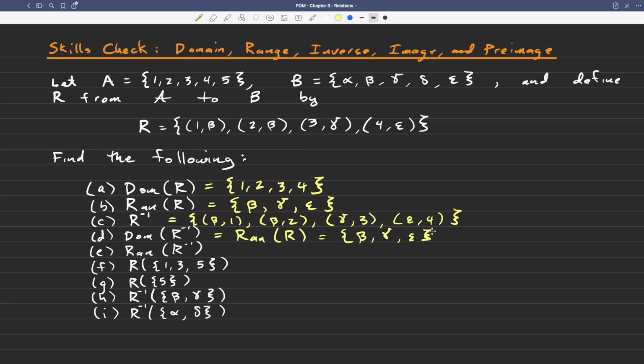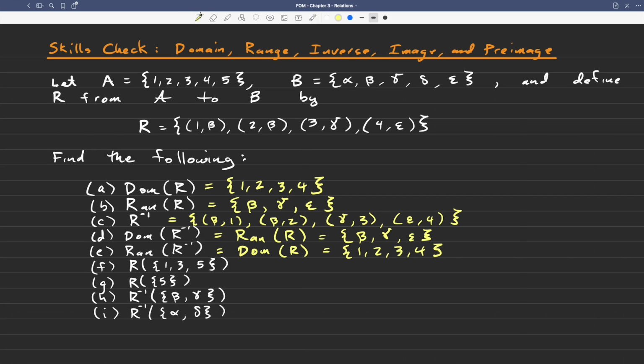Notice, however, I would have gotten that if I would have just listed off the first components that appeared in R inverse right here, right? So either way, the range of R inverse, we had the fact that told us that the range of R inverse is the same as the domain of R, and we already listed the domain of R is 1, 2, 3, 4. Or alternatively, we could have listed off all the second components that appear as ordered pairs in R inverse, and we would have gotten the same answer, 1, 2, 3, 4.